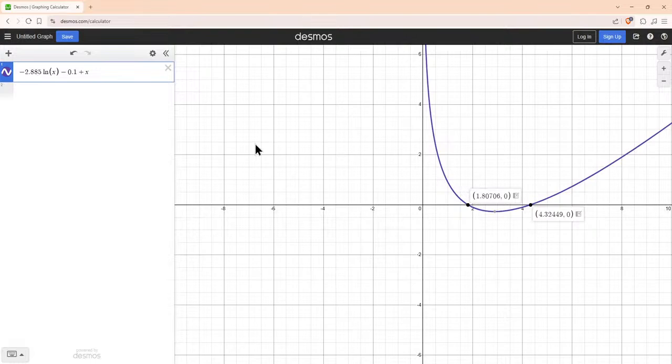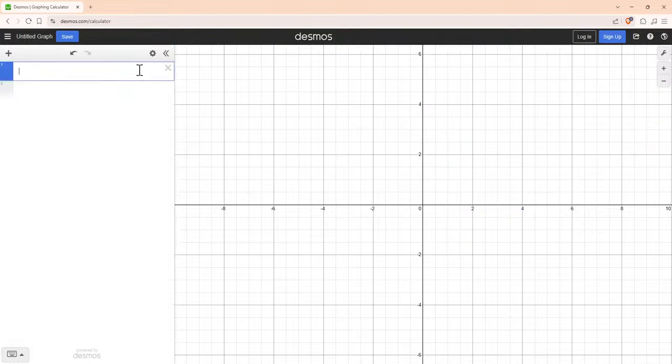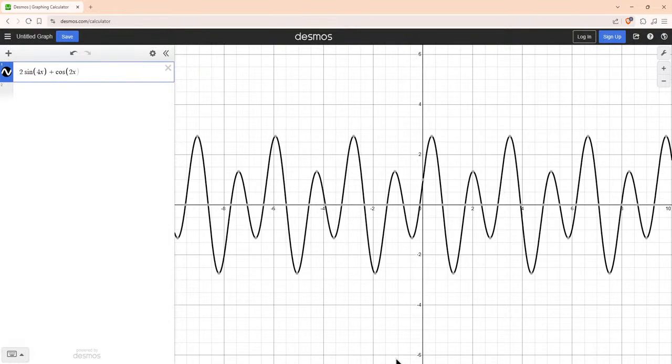So for example, over here, I want to make sure that I am in the correct mode. So yeah, I am in radians. I want to type this in radians. So that's 2 sine parentheses 4x plus cosine of 2x over here. All right, weird function. But yeah, we can easily figure out what the period is now, right?